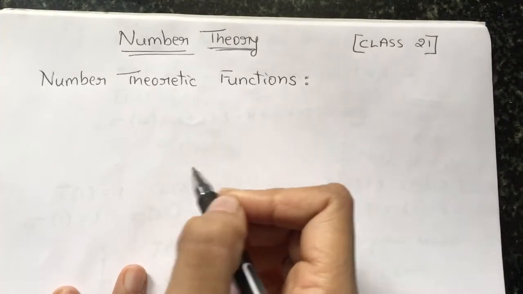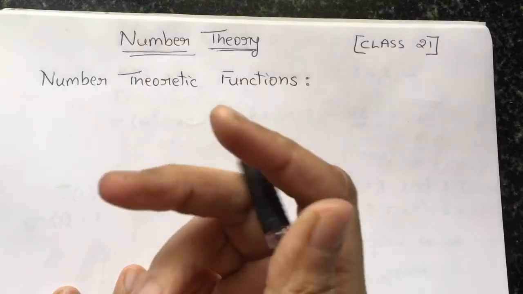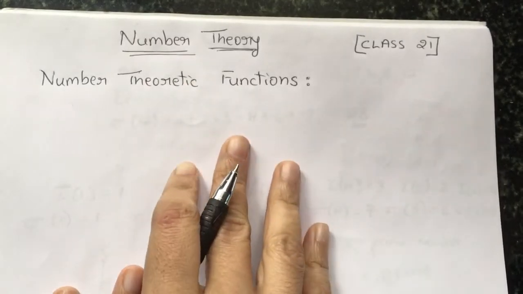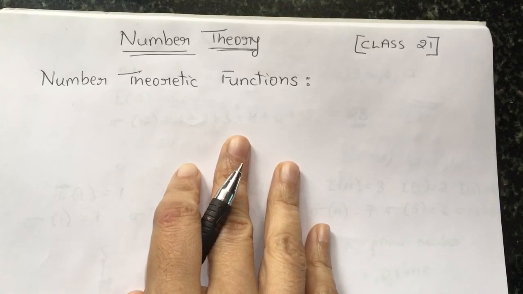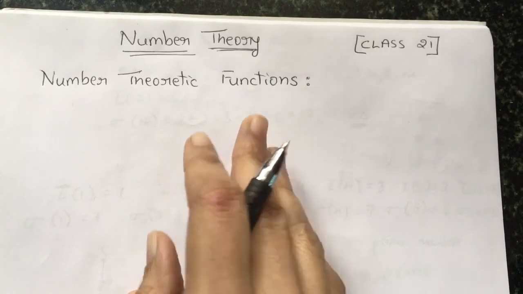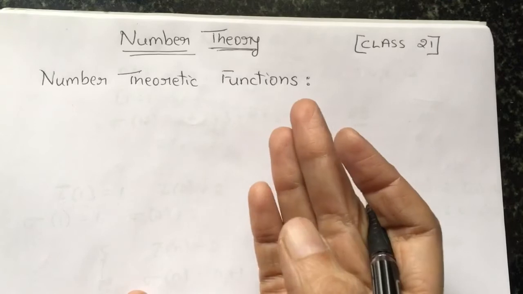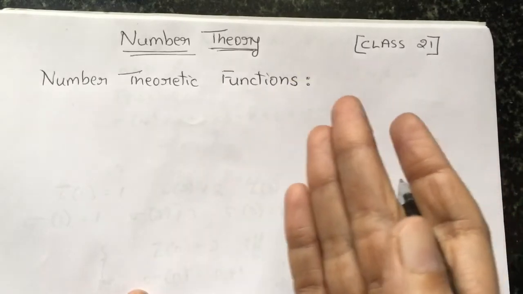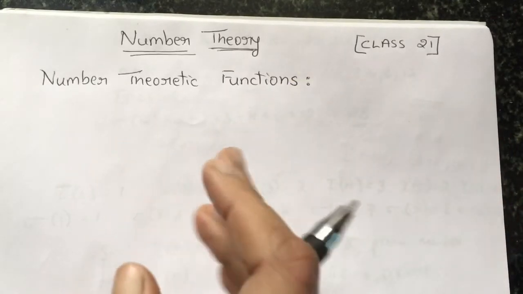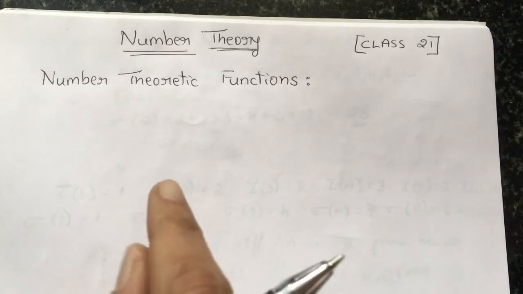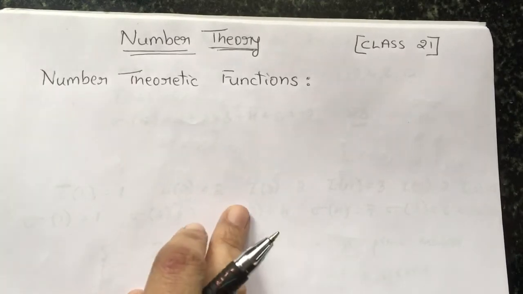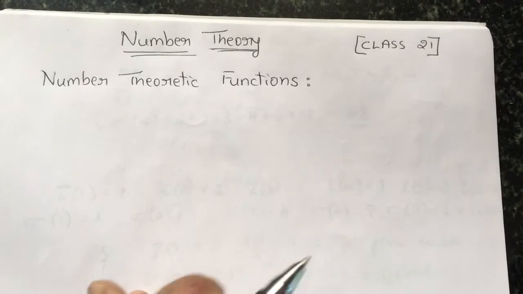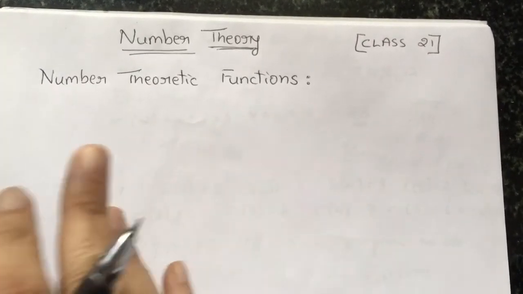Today's class I'm going to take up two theorems based on tau of n and sigma n. I have already mentioned how to calculate tau of n and sigma n in my previous video, and I have even mentioned the formula for calculating tau of n and sigma n. In this video I'm just going to prove them.